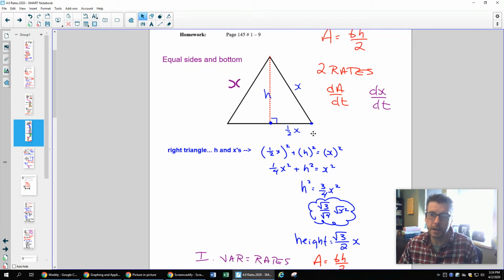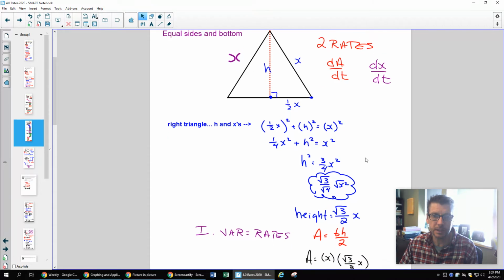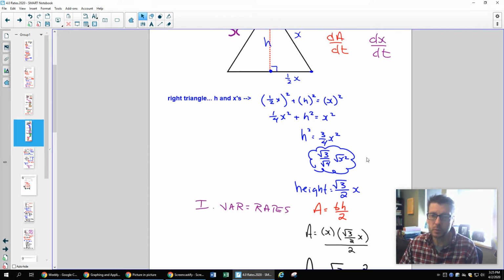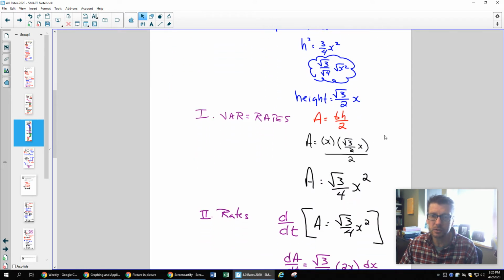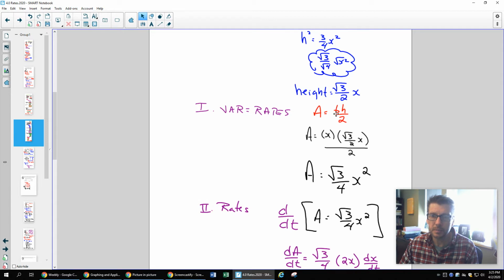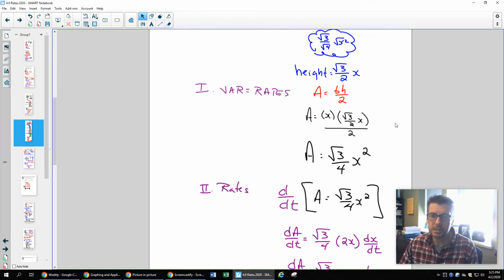If you draw a right angle triangle, a squared plus b squared equals c squared. The right triangle is half x squared, h squared, and x squared. You can see that we can relate heights and x's, heights and sides. So once we have that relationship, we can take our formula, base times height divided by 2, and substitute in. The whole base was x, the height of the triangle is root 3 over 2 x, and then base times height divided by 2. So step 1 is always get the number of variables equal to the number of rates.